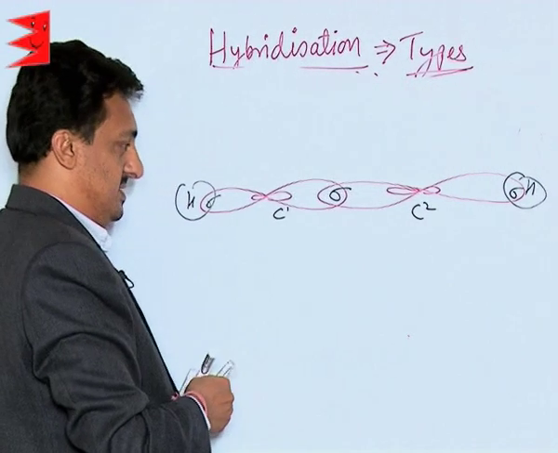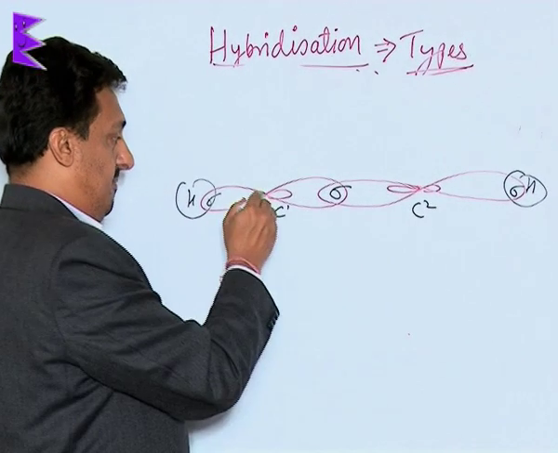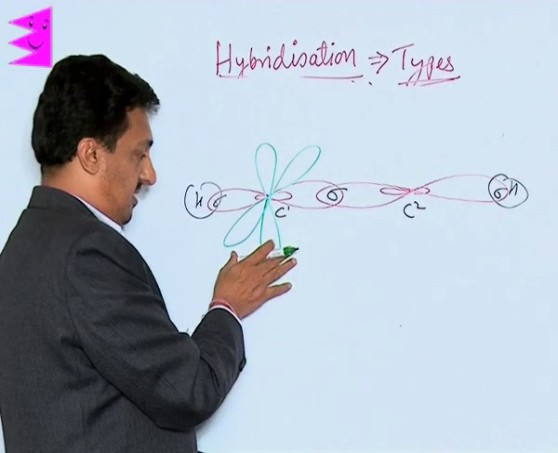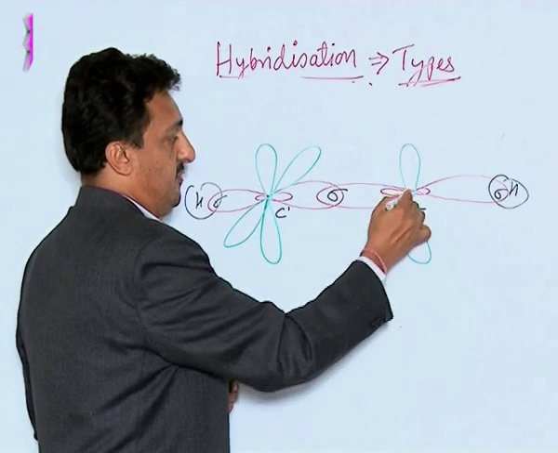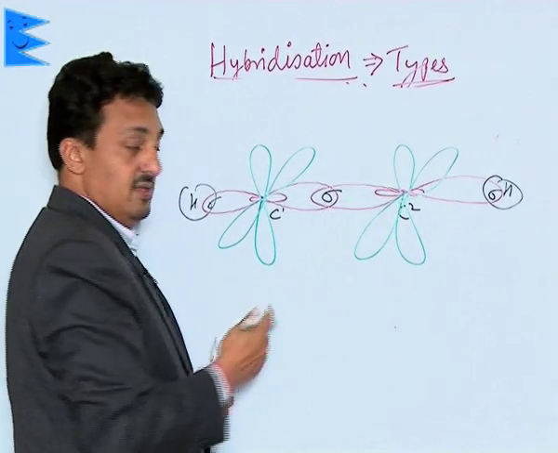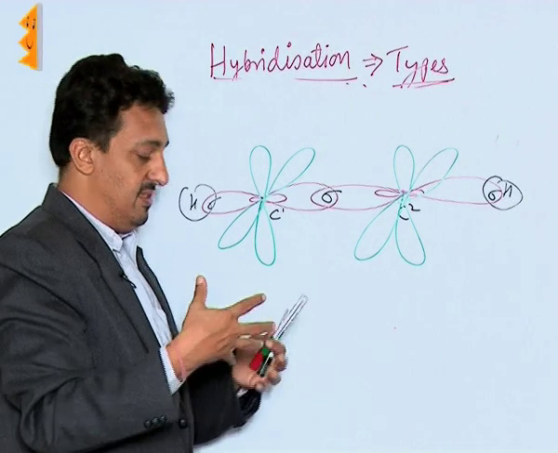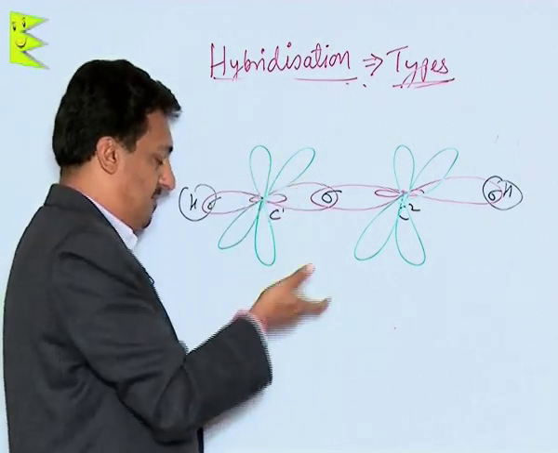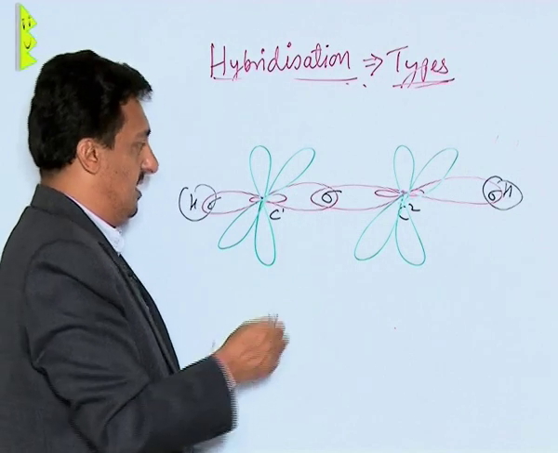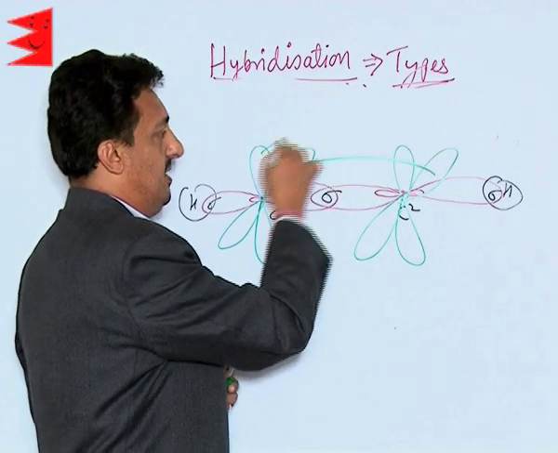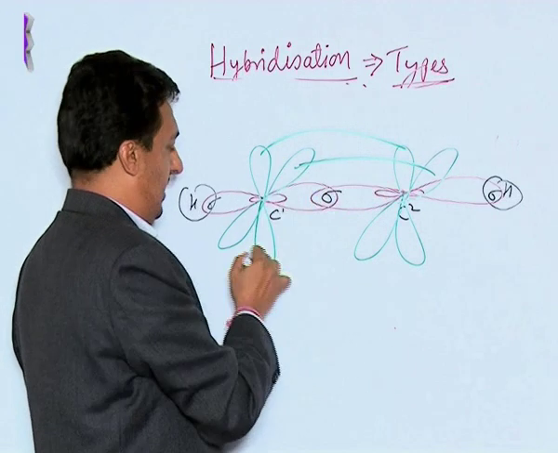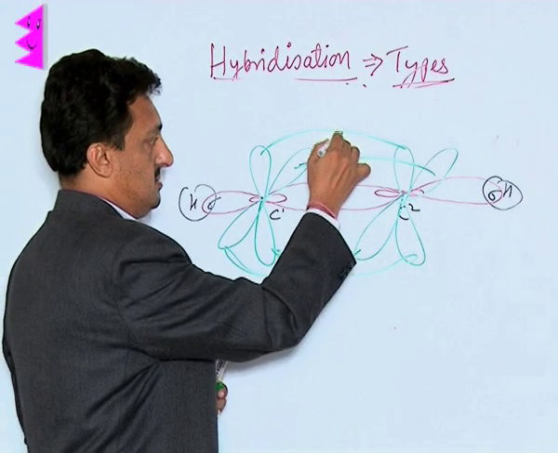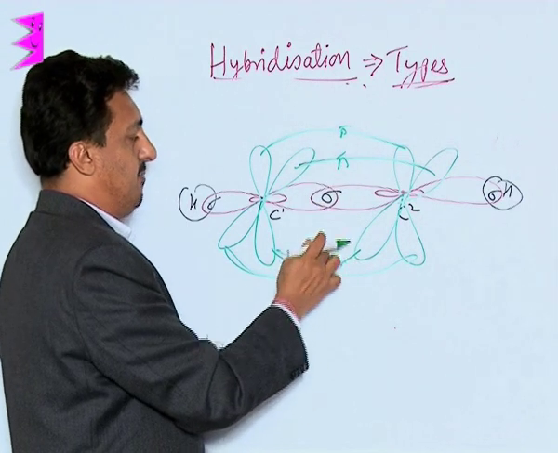But what we notice in this case is that the px and py orbitals of C1 and of C2 remain as such. They don't mix with each other. So their shape remains as such. Both of their lobes are drawn in a similar way. Now they show lateral overlapping, the px with the px, the py with the py, and they form 2 pi bonds. So 2 pi bonds are formed.